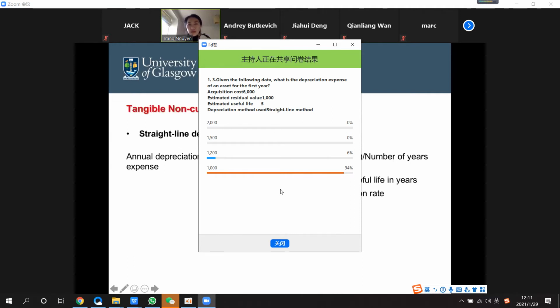Again, we need to identify the depreciable amount, and the depreciable amount should be acquisition cost minus the residual value, because the residual value is outside, right? It's not in the value that we will depreciate, because at the end it still has 1,000. So 1,000 is not in the depreciable amount. We only focus on the depreciable amount. That is 6,000 minus 1,000, and it's simple, right? And 5,000 we divide by 5, and we have 1,000.